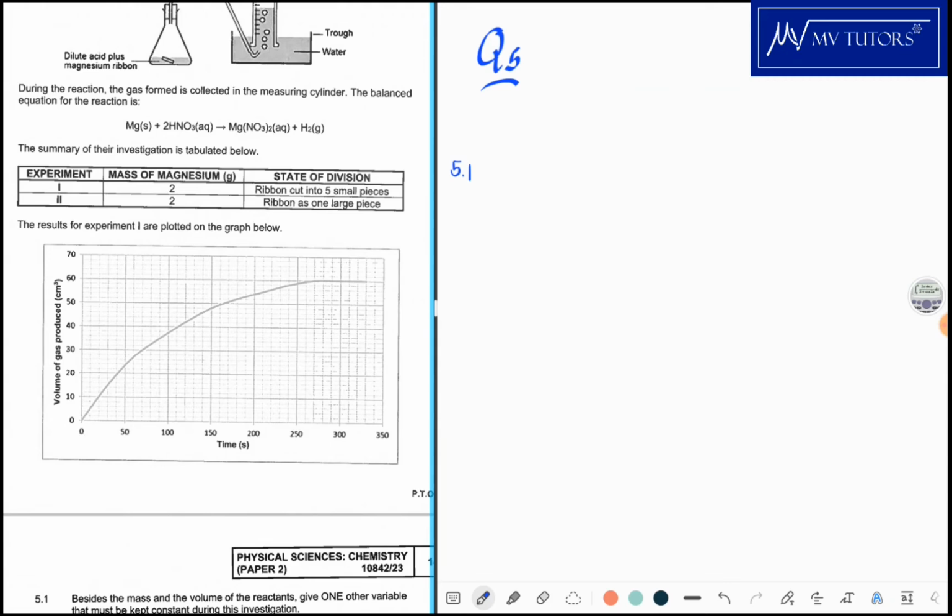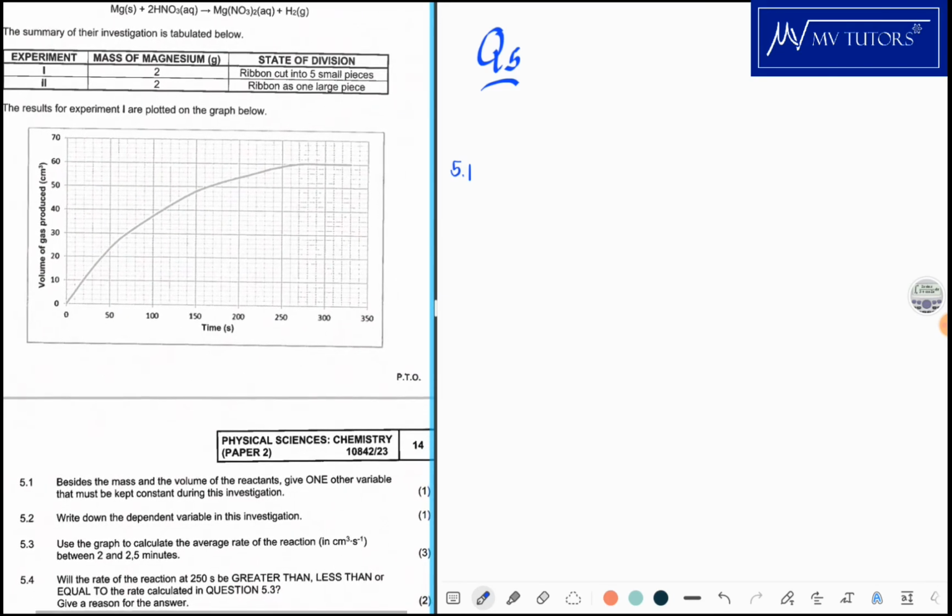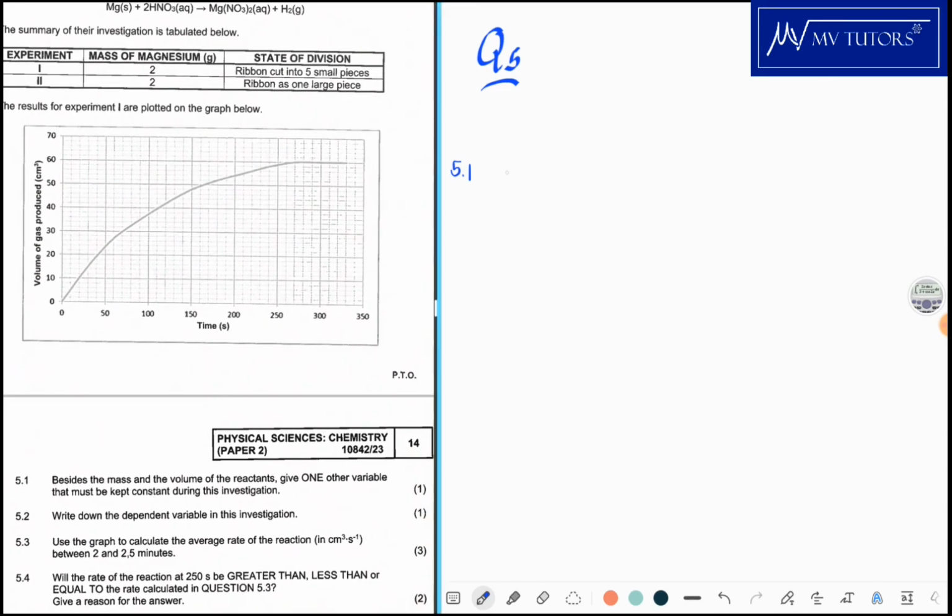Remember, the factors that affect the rate of reaction would be the nature of the reactants, in this case magnesium; the concentration, if you're dealing with gases and aqueous solutions; pressure, if you're dealing with gases; surface area, which is what we're looking at at the moment; temperature; as well as a catalyst. So name one of them. In this case, really, I would go with temperature.